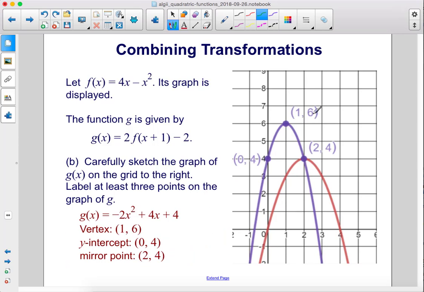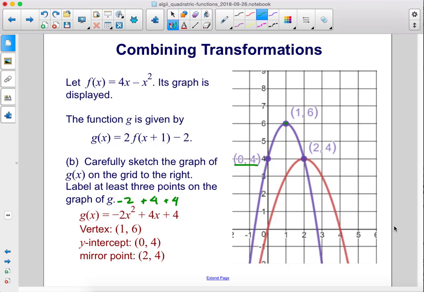All right, so if we plug in some points, if we plug in 0 here for x, we get 4, hence the point here, 0, 4, the y-intercept. If we plug in 1 for x, we get negative 2 plus 4, which is 6. So we get this point here, the vertex. And then we can mirror this point across the axis of symmetry, and we can draw out our new graph of g of x.